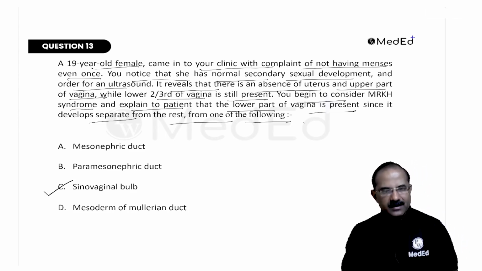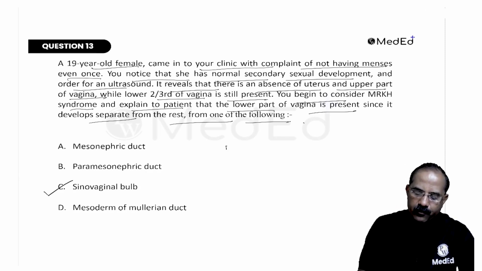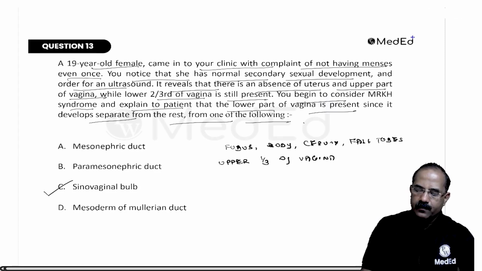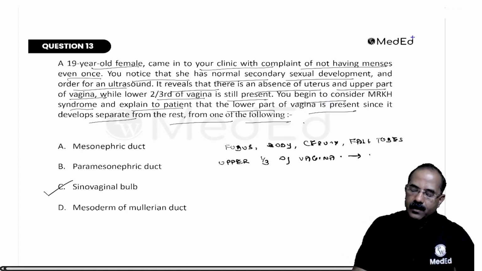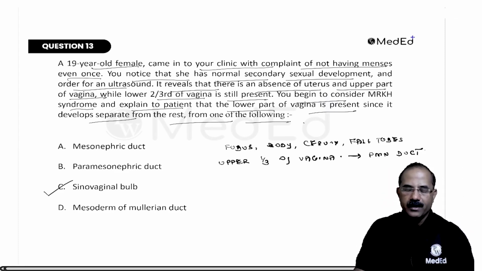Constrictions of ureter, I'll tell you in a minute. So, tell me, the fundus, body, cervix, fallopian tubes, and upper 1/3 of the vagina are derived from what? Answer this. All this is derived from the paramesonephric duct, also known as the Mullerian duct. Paramesonephric duct or the Mullerian duct.